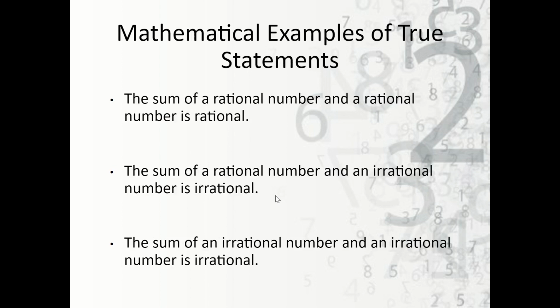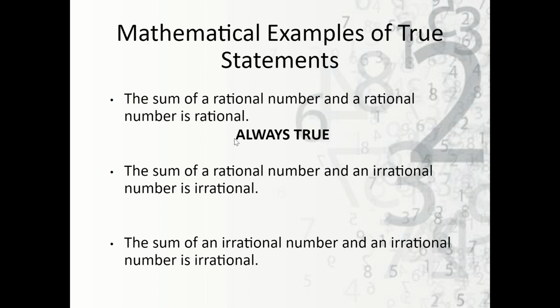Some mathematical examples of true statements. The sum of a rational number and a rational number is rational. Well, basically what that's saying is, if I add 2 fractions together, is there any way to get something other than a fraction? Well, we know that we can't get pi or e or square root of 2 by adding 2 fractions together, so therefore this is always true.